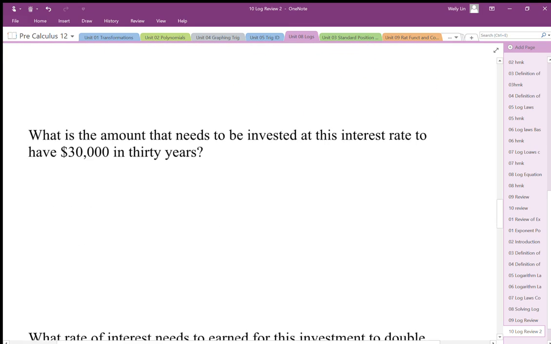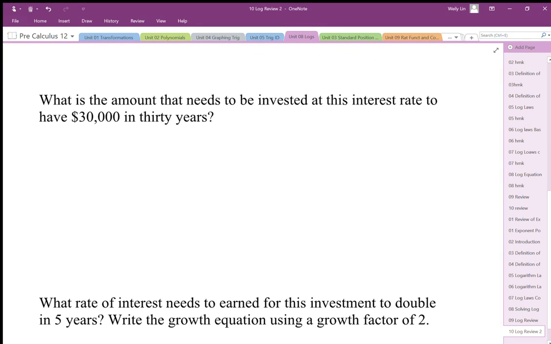We're going to continue with the same interest, and we want to know how much needs to be invested to have $30,000 in 30 years. It's going to make a difference depending on whether you use monthly or daily, or yearly, so we can do it either way. So let's simplify this problem. Let's just say that we're going to end up with 30,000.